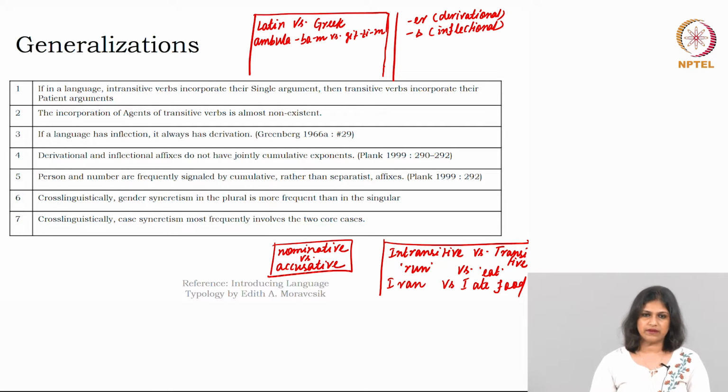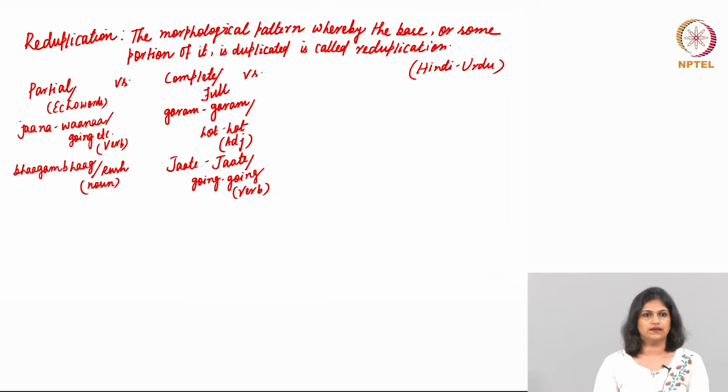So, with this information we will move further to the next set of generalizations. So, this is not the only set available in morphological typology. There are more into it, and we are going to discuss the next set.